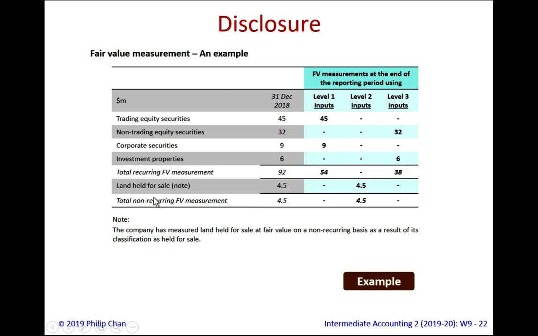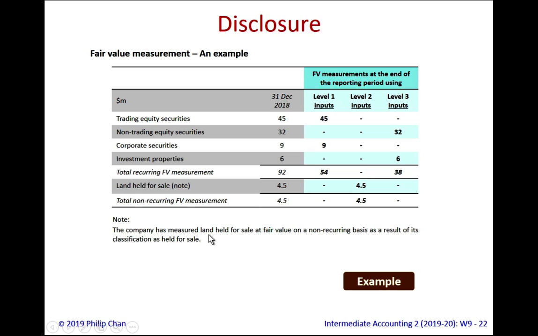However, the non-current land held for sale will be level 2, and then non-trading and investment property, in fact, they are level 3. So that means they are the most unobservable inputs, right? So when you are looking at it, you know, which one is more certain than the others in terms of info here.